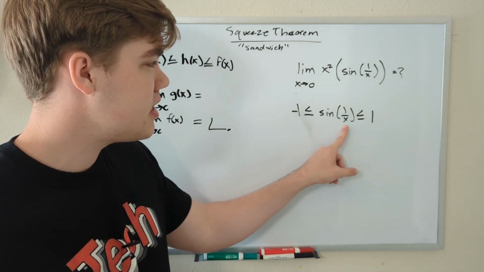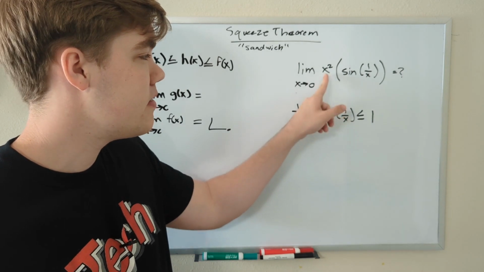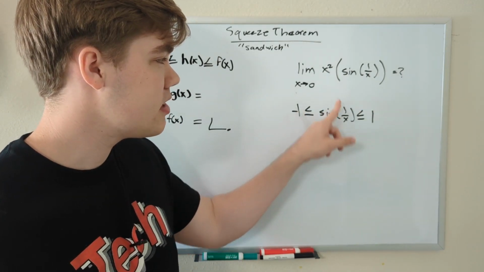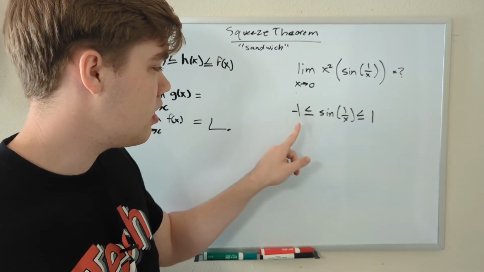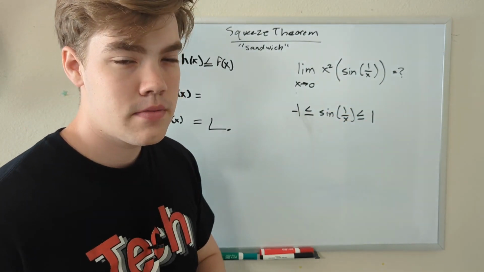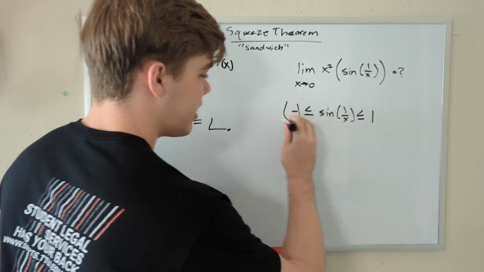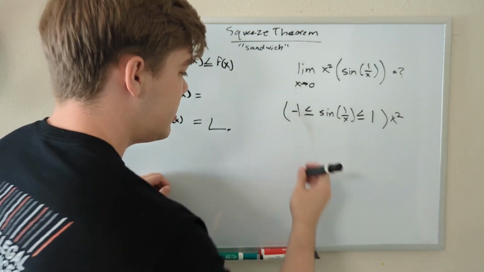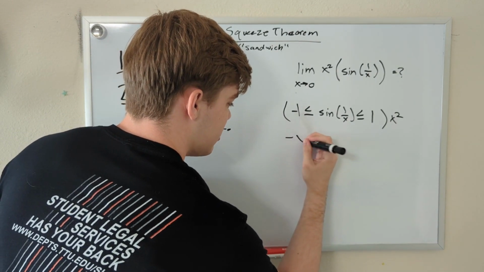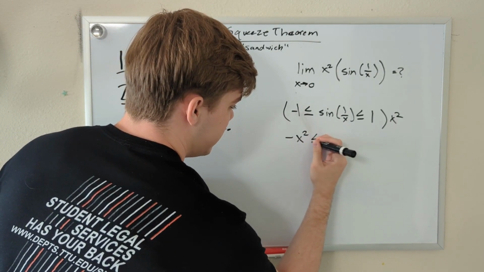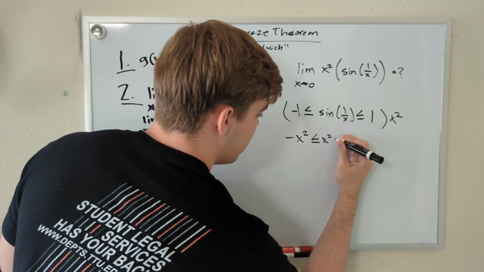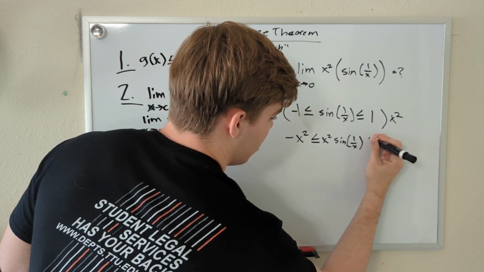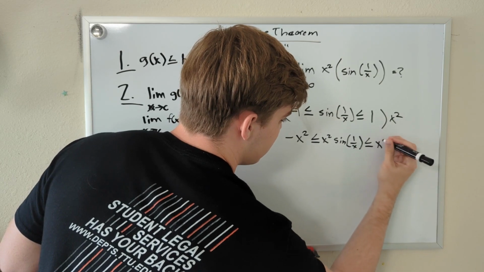But you may notice that this actually isn't the function we have in our limit. We have an x squared times sine of 1 over x. So how can we change our sine of 1 over x to equal what we have up here while also not changing what it's between? That's right, we can just multiply everything by x squared. So we got to apply it to everything. -1 times x squared is -x squared, which is always less than or equal to x squared sine of 1 over x, which is always less than or equal to x squared.